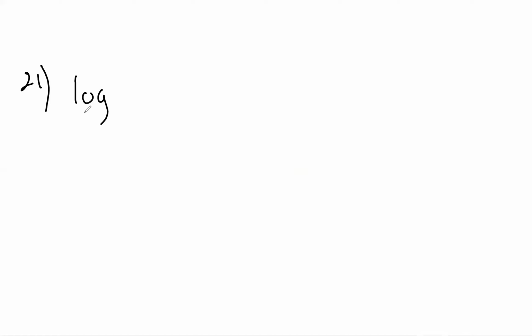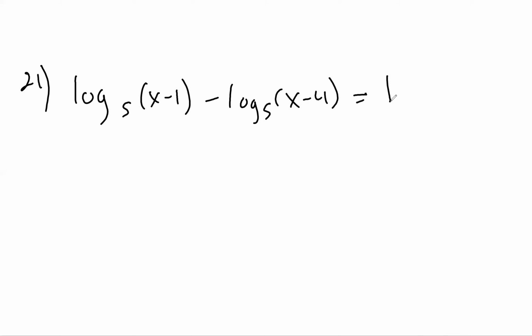And so I have log base 5 of x minus 1 minus log base 5 of x minus 4, and that equals the number 1. And so we know that we cannot solve a log equation until we only have one log on either side. And so when I look, the first thing that I notice is, well, I got 2 logs. And so in order for me to go from 2 logs to 1 log, I have to condense.